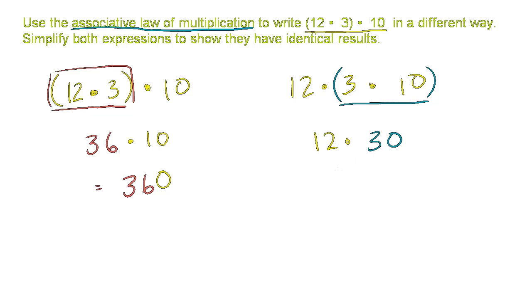And we've seen this several times before. You can view it as 12 times 3, which is 36, but we still have this 0 here. So that is also equal to 360. So it didn't matter how we associated the multiplication. You could do the 12 times 3 first, or you could do the 3 times 10 first. Either way, they both evaluated to 360.